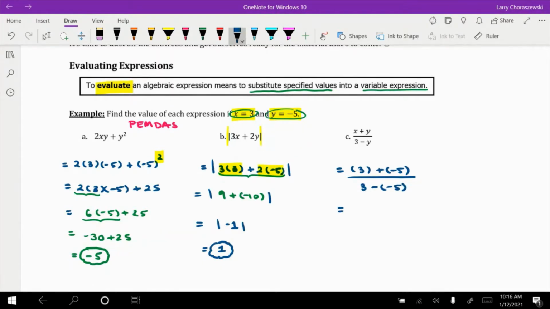Now, when you have to simplify an expression such as this, you want to simplify the top on its own and simplify the bottom on its own. In other words, we want to figure out what the numerator number is and the denominator number is. And then if there's any simplification after that, that's when we'll do it. All right, so on the top, we'll have 3 plus negative 5, which is negative 2. And on bottom, what's our number?